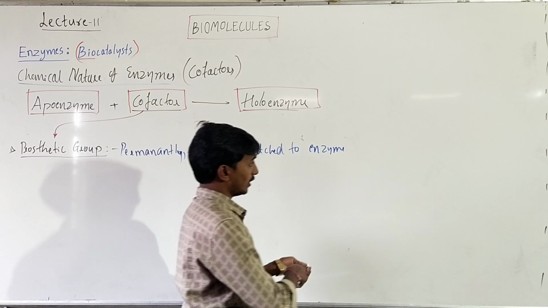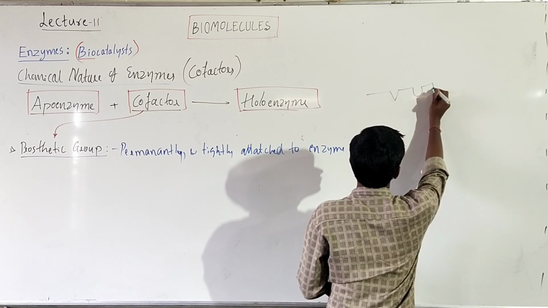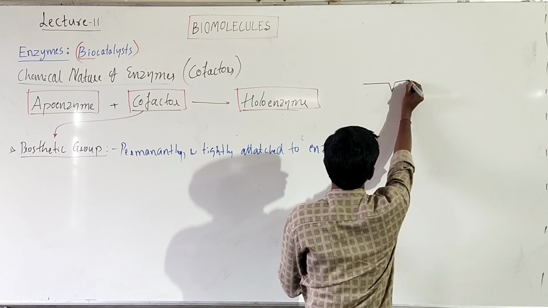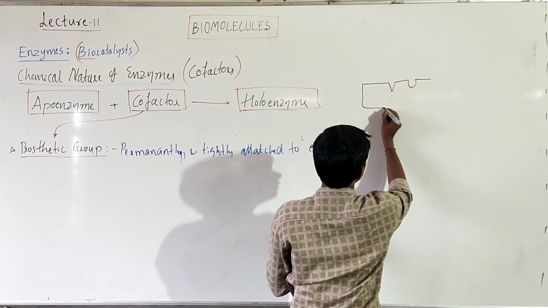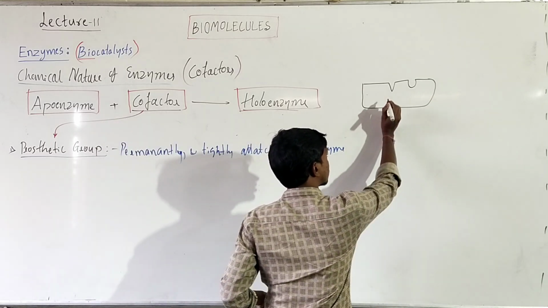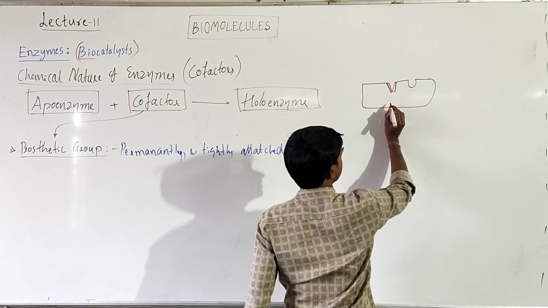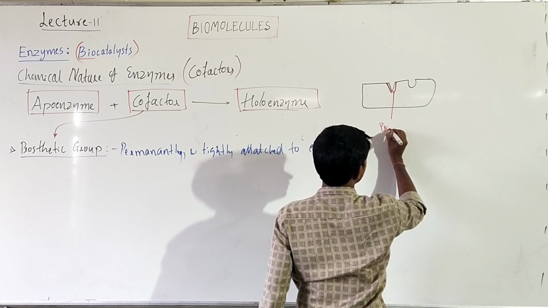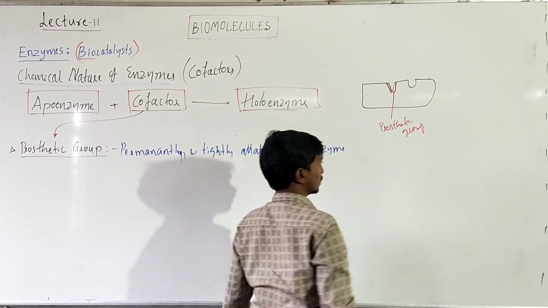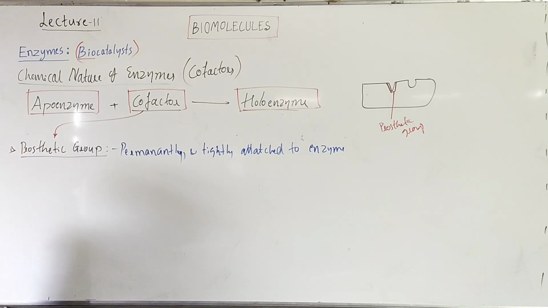For example, if it is an enzyme, this prosthetic group must be permanently attached to the enzyme. Prosthetic group will be permanently attached to the enzyme, so only the enzyme can work properly, right?